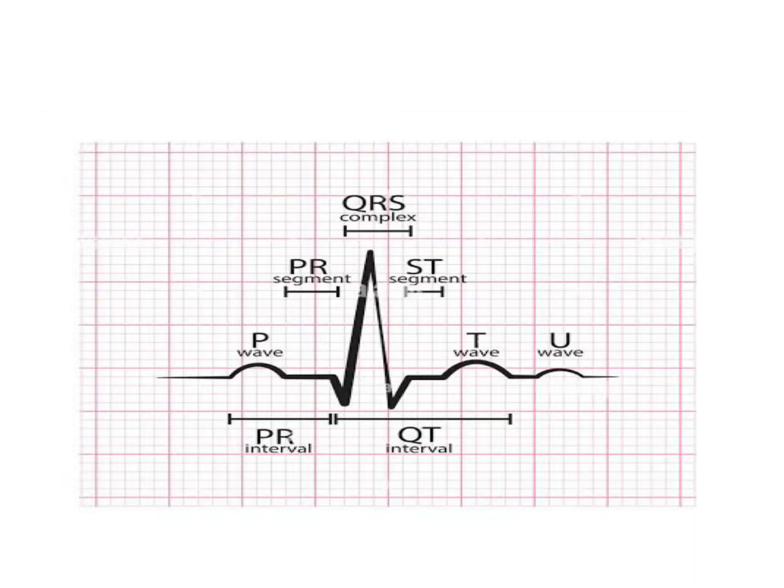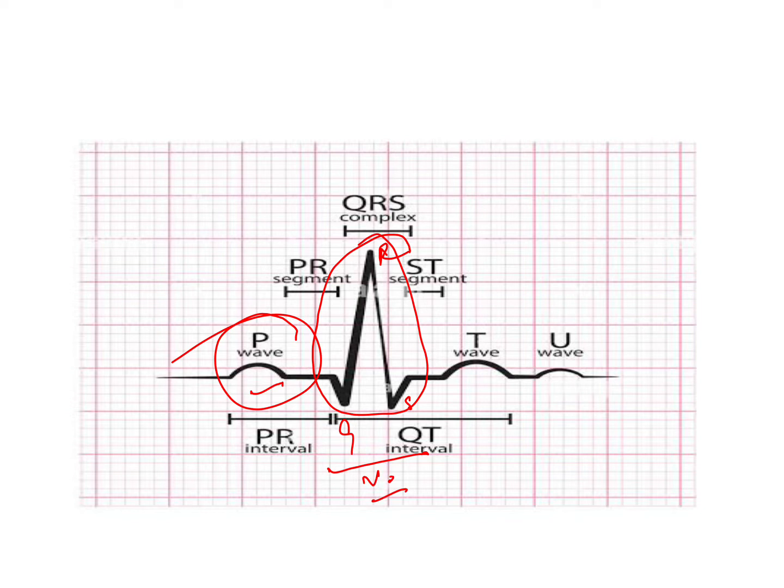We will discuss the normal PQRS complexes. This is a P wave. This is due to atrial depolarization, and these are the QRS complexes. This is the Q wave, this is the R wave, this is the S wave, and this is due to ventricular depolarization. T waves are due to ventricular repolarization, and U waves are due to papillary depolarization.